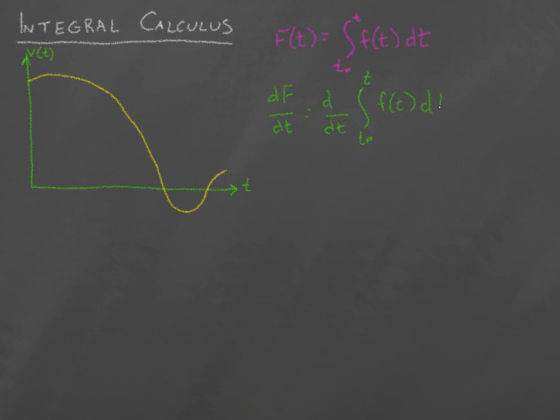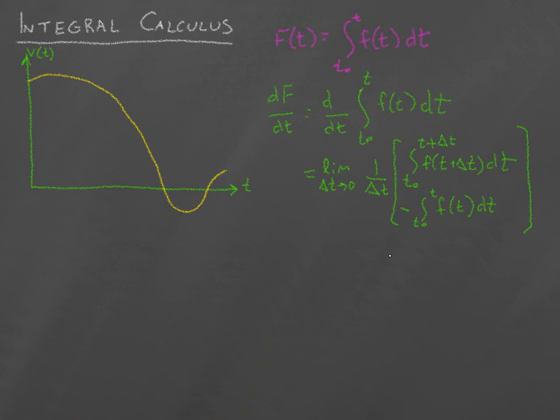So when we do that, remembering our formula for the derivative, this is the limit as delta t goes to 0, 1 over delta t, times the integral from t0 to t plus delta t, f of t dt, minus the integral from t0 to t, f of t dt.